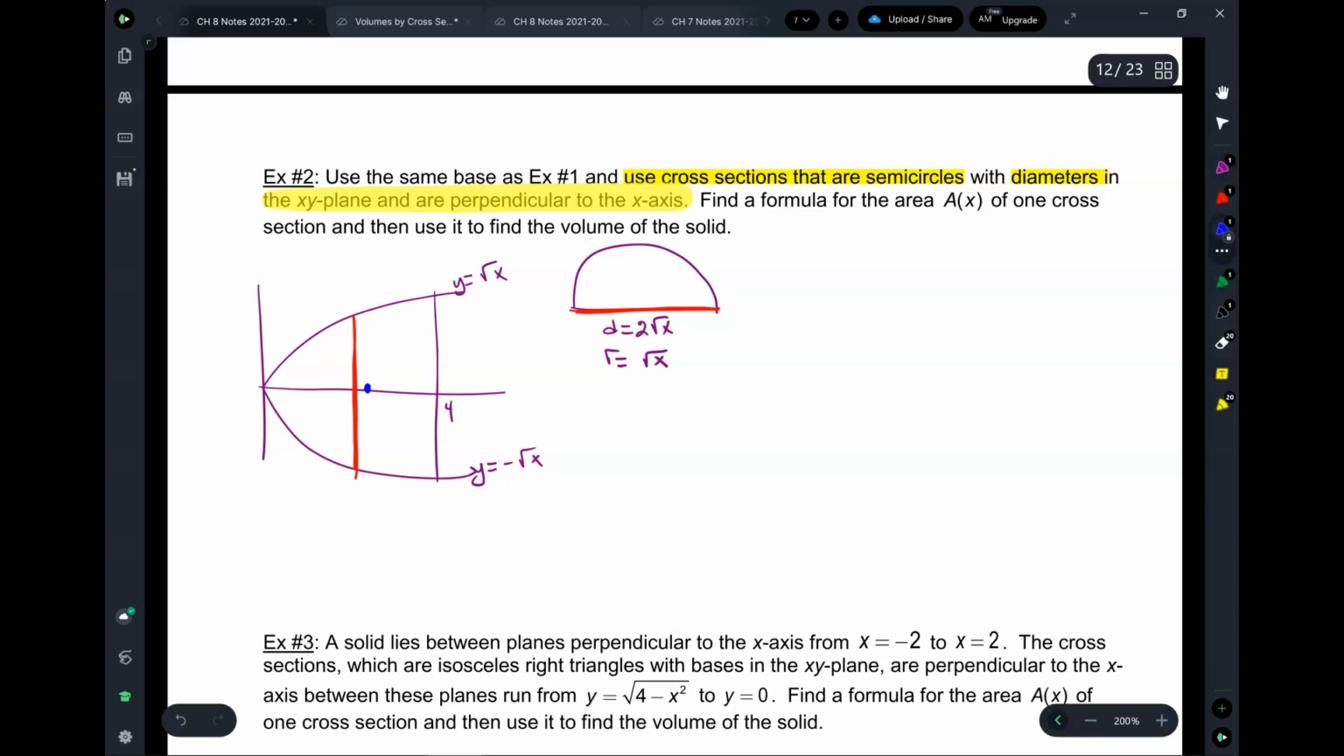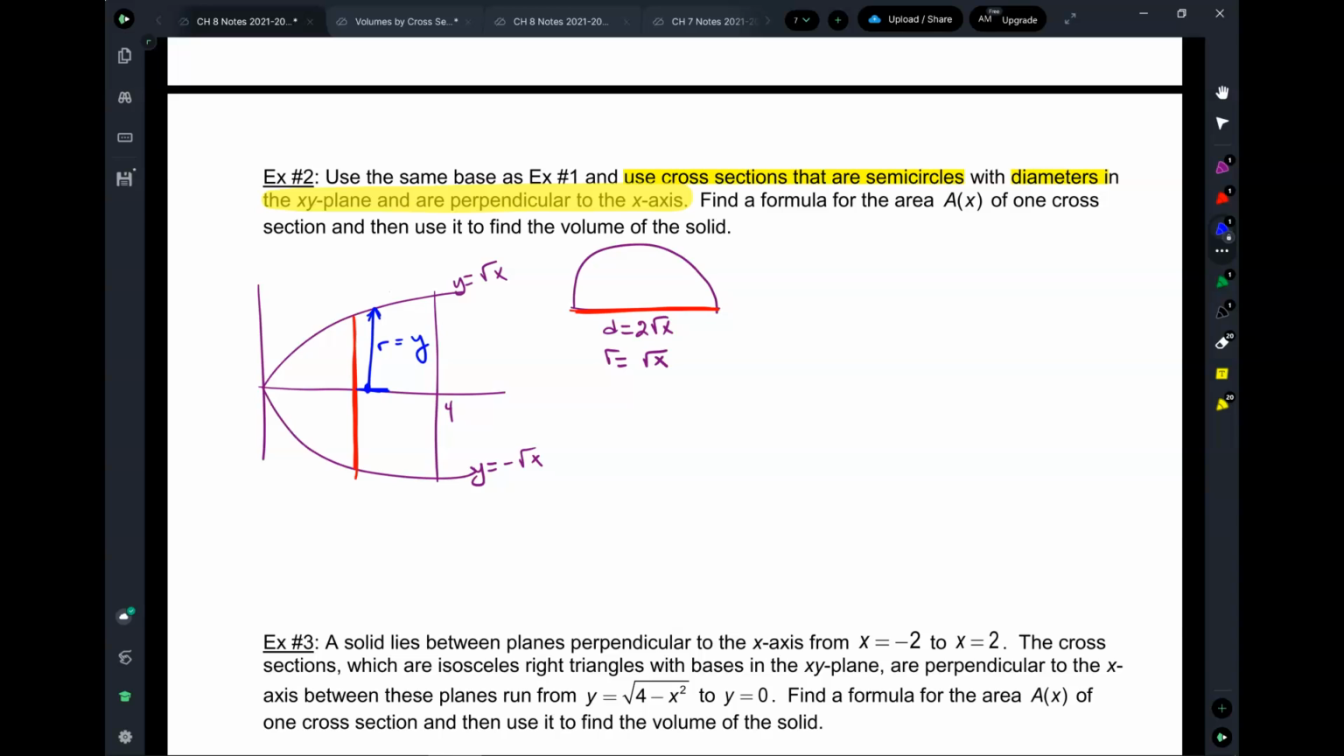But also what you could do is you can just find the radius immediately. And where does the radius start and end? It starts at the x-axis and goes up to that curve. And remember back in like chapter 4 or 5, we would find that that's just equal to y. Okay? Anytime, because what's y? Root x. So anytime it goes from the x-axis to the curve, that length is y.